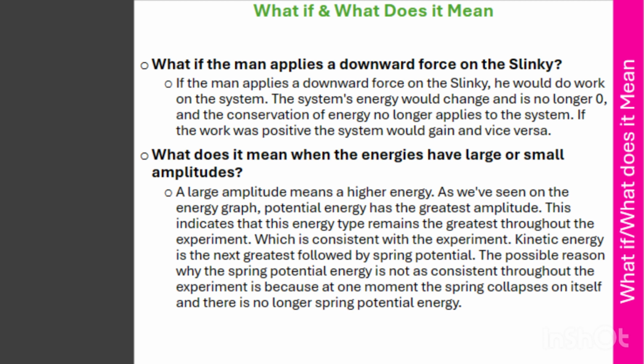What does it mean if the amplitudes are large or small? Simply put, large amplitudes demonstrate higher energy and small amplitudes demonstrate lower energies. In this experiment, potential energy of gravity has the highest amplitude, so it has the greatest energy, and spring potential energy has the lowest. Spring potential energy is also the most inconsistent because at one moment, the spring collapses on itself and there's no longer spring potential energy.